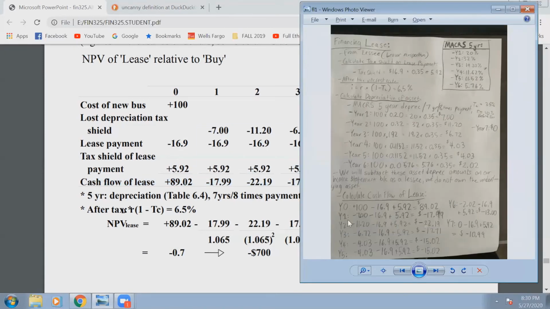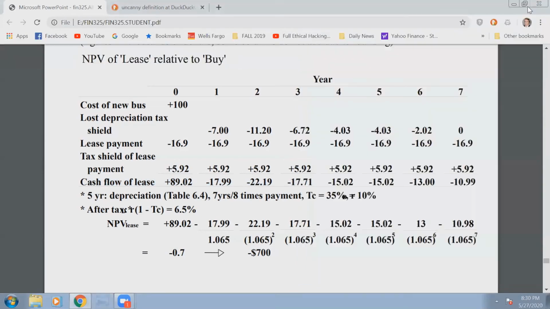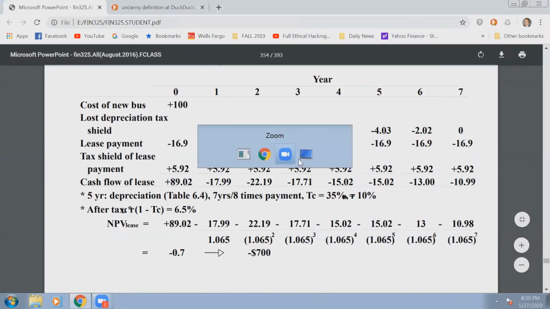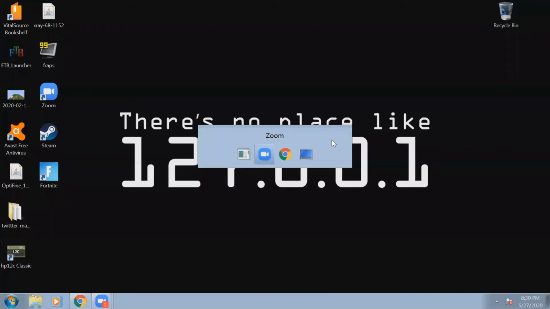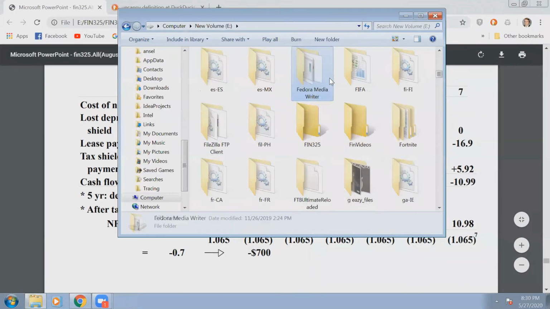So you can look at my values here. You just add up the columns, and now I'm going to show you how to actually discount these values so you can get the NPV. So let me open up the other picture.